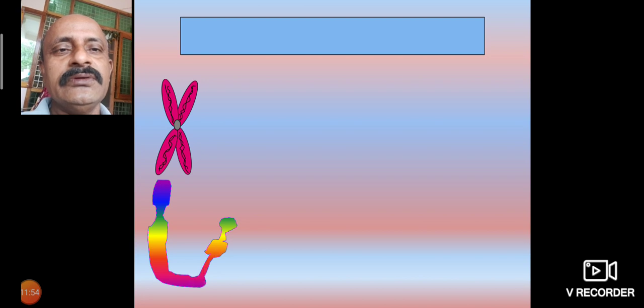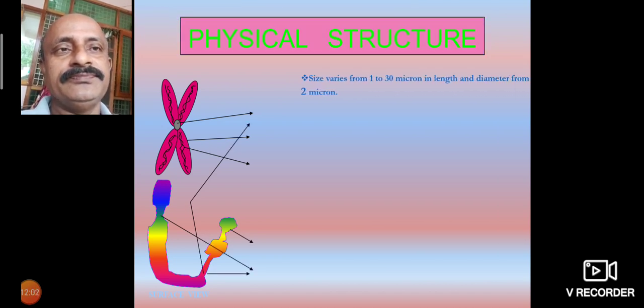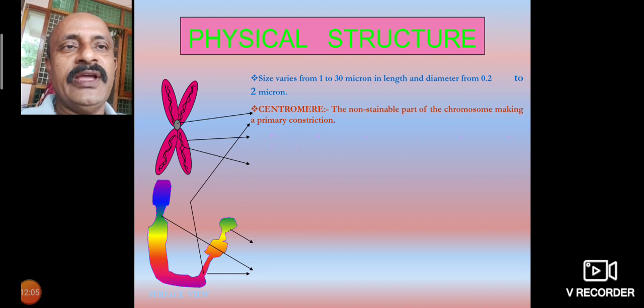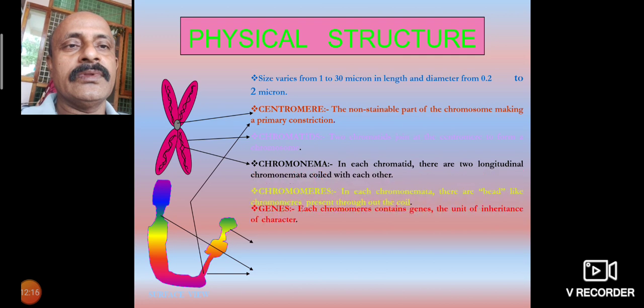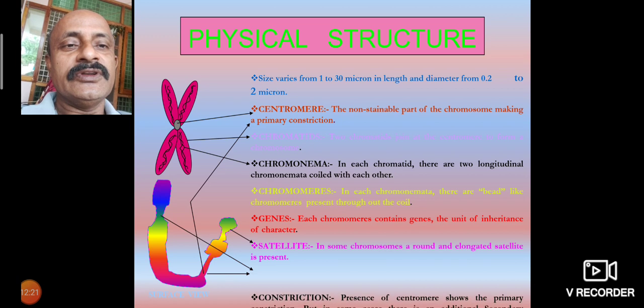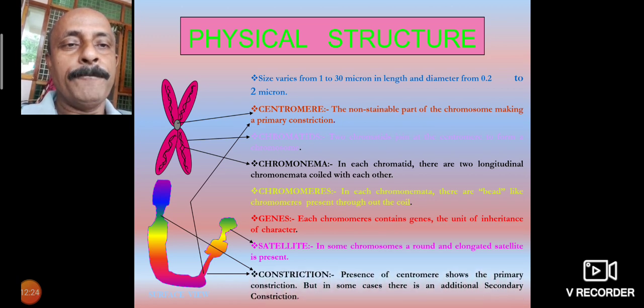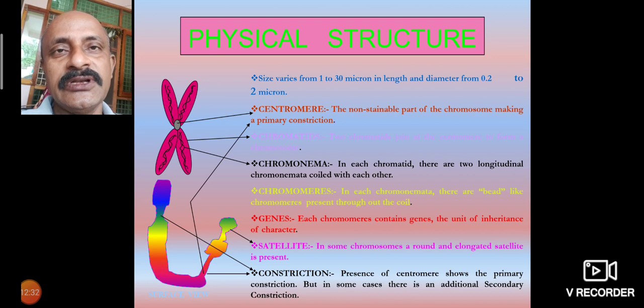So what are the characteristic features of these chromosomes? What are the parts of the chromosomes? Physical structure. Size varies from 1 to 30 microns in length, and 0.2 to 2 microns in diameter.